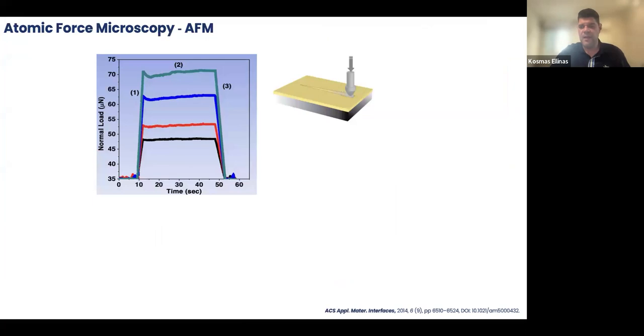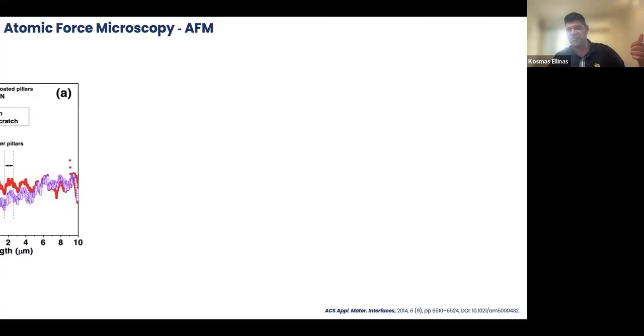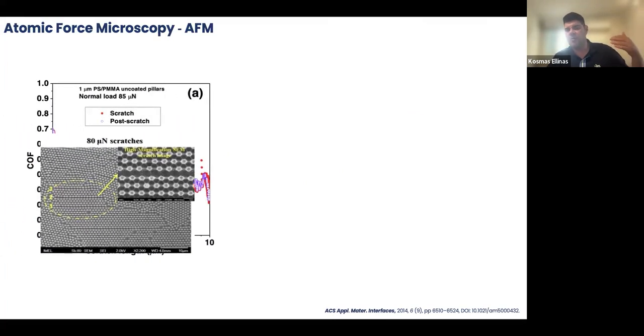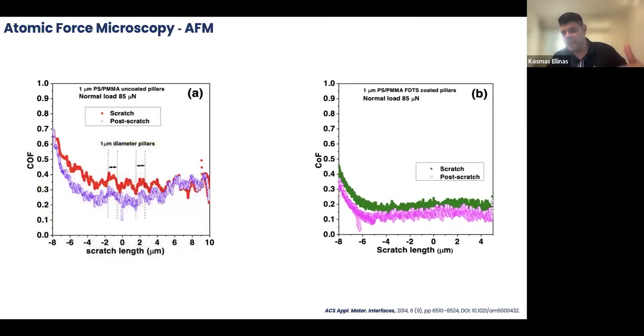And of course, this kind of microscope has also been used to measure friction of nanostructures like here, or to probe the adhesion of deposited layers on surfaces, etc.